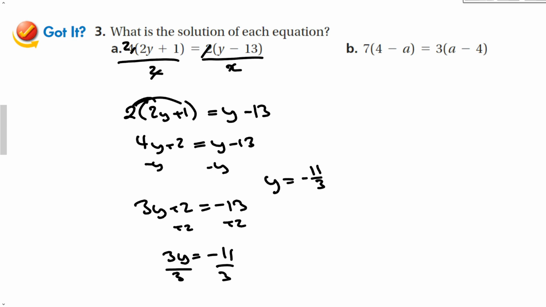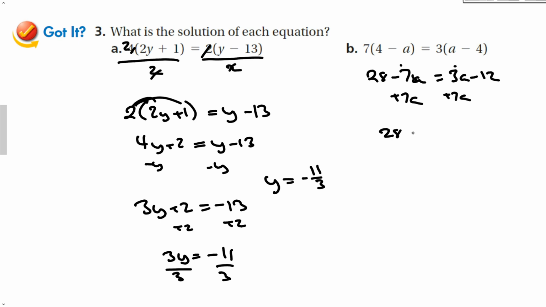No real trick here. Just distribute. So we get 28 minus 7a is equal to 3a minus 12. Now, be careful here. In order to keep my coefficient positive, I always want to bring the smaller one to the bigger one. Negative 7 is smaller than 3. So I want to add 7a to both sides. Now, if you did this the other way, you won't get it wrong, okay? It'll just be a little bit more complicated, right? Because you'll have more negative numbers.